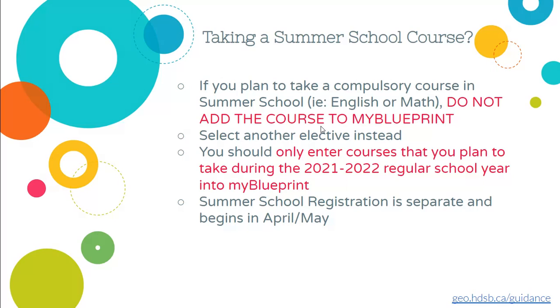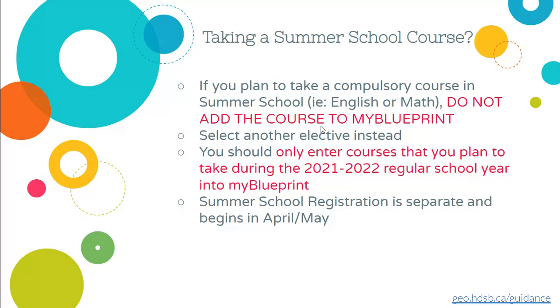I do not want you to put that course into My Blueprint. If you're going to be taking a math and English or whatever in summer school, do not put that into My Blueprint. I want you to select an extra elective instead. In other words, in My Blueprint, you should only enter courses that you plan to take during the regular school year. So that's the 2021 and 2022 school year.